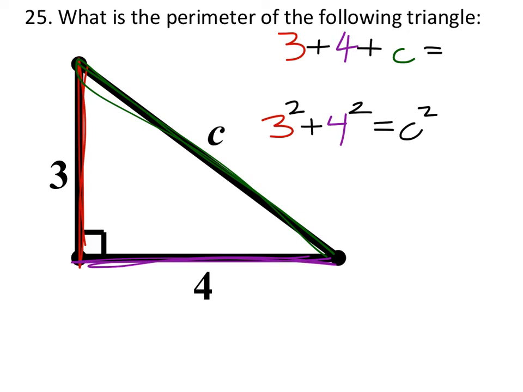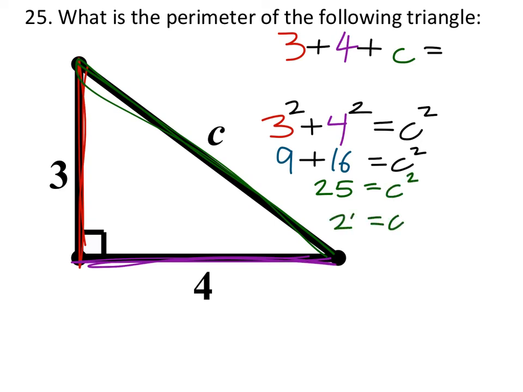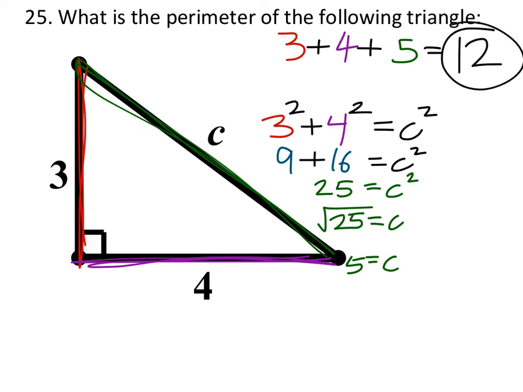So evaluating these, well, 9 plus 16 is 25, and that equals the hypotenuse as a square. But we just want the hypotenuse, so we've got to take that area, 25, and square root it, and we get the value of 5. So I know my c value now is 5. And when I add these together, I get a total of 12. So the actual perimeter on this thing is 12.